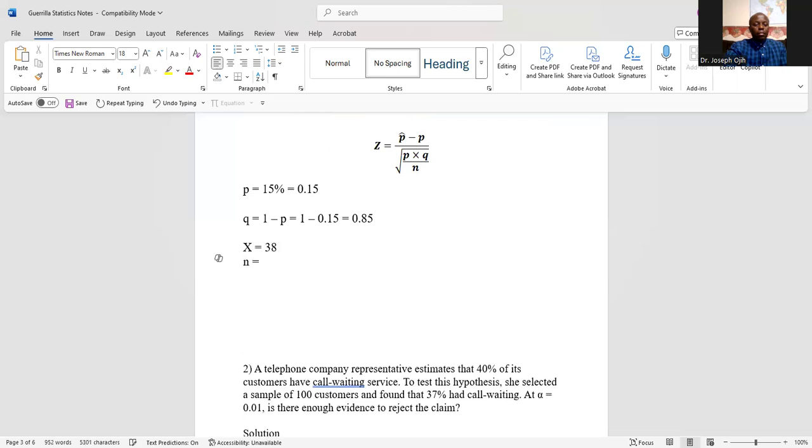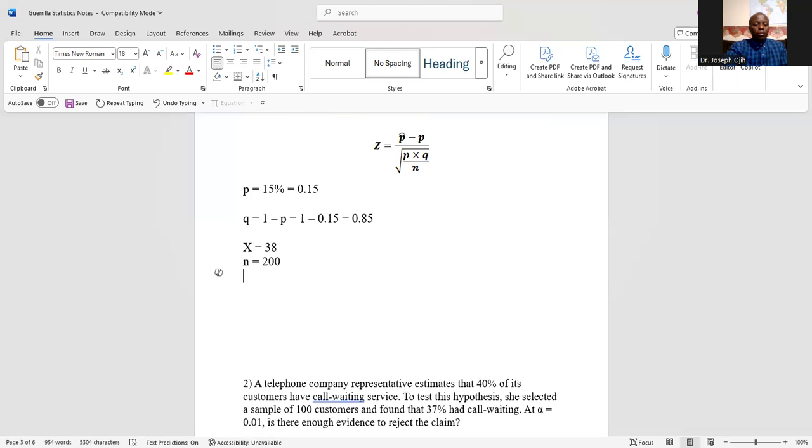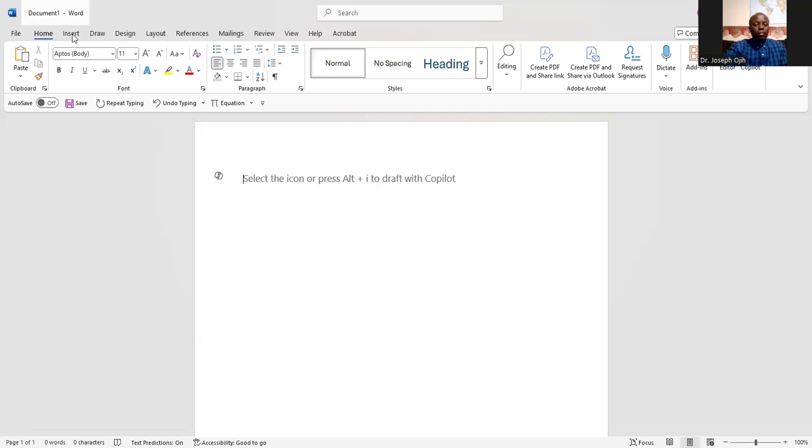And our n is equal to 200, so that our p hat... I cannot put the p hat here because it won't allow me to put it. So I'm going to put it in the other workbook and then copy it and paste it here. So that our p hat, so I'm going to insert it.